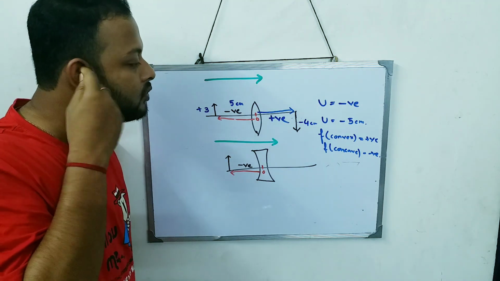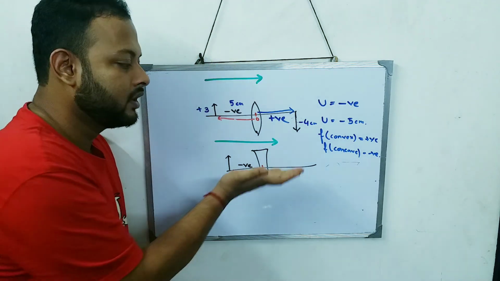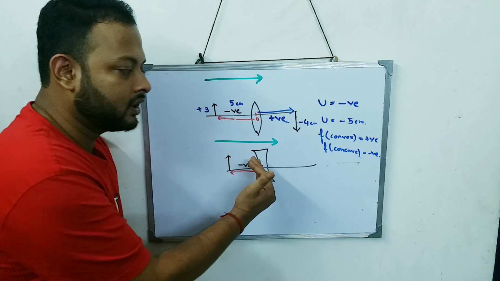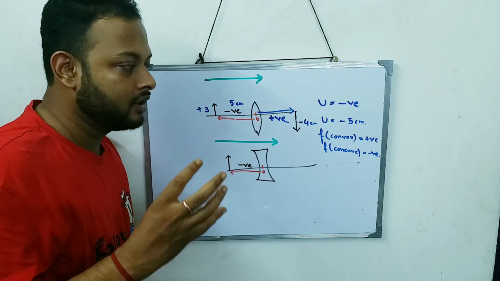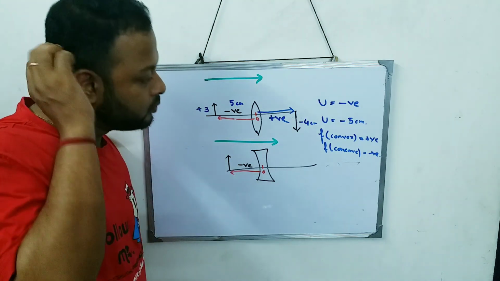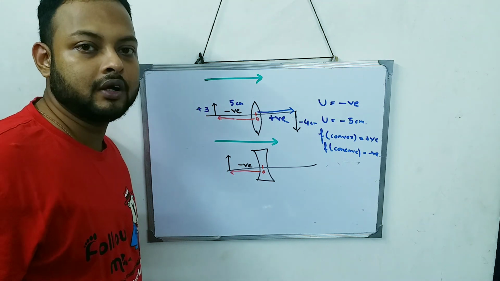So you have to know certain rules: above the principal axis is positive and below the principal axis is negative. On the left hand side is negative, on the right hand side it is positive. If you know these rules clearly in your head, then the sums can be done. So we have a total of 18 sums in this chapter.